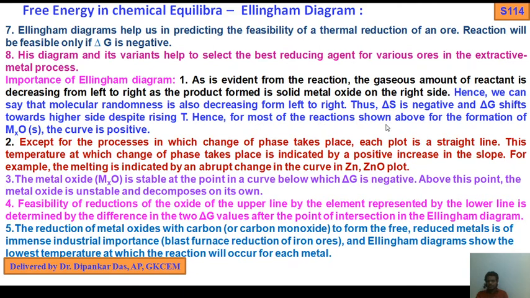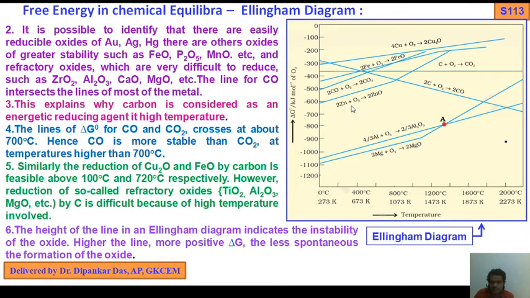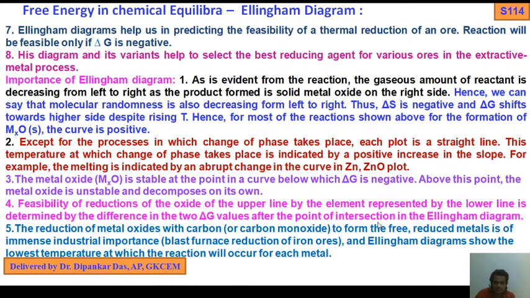Hence for most of the reactions shown above, for the formation of metal oxides, the curve is positive, except for the process in which a change of phase takes place. Each plot is a straight line. The temperature at which a change of phase takes place is indicated by a positive increase in slope. For example, melting is indicated by an abrupt change in the curve in the zinc and ZnO plot.